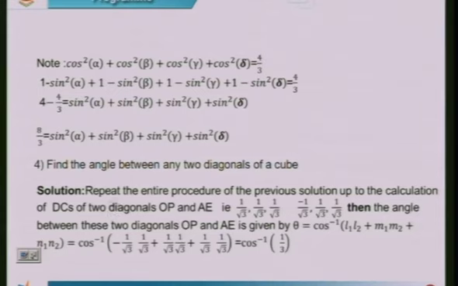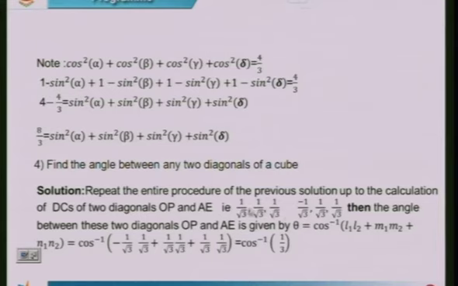See, I have given it here, but don't write this in the examination as a repeat of the entire procedure. You have to write all these steps, draw the figure and mark the points, everything. You repeat everything I explained in the previous problem with the figure, up to the calculation of the two direction cosines of two diagonals. Here we have OP and AE. See, direction cosines are here.